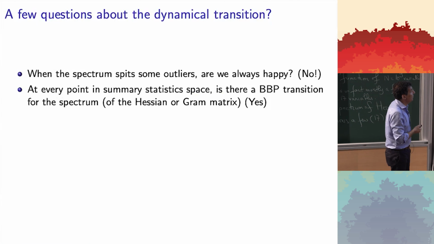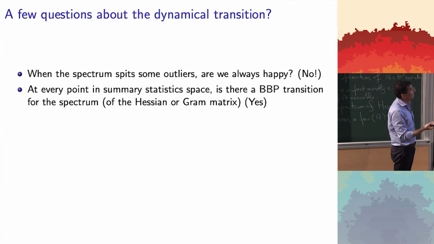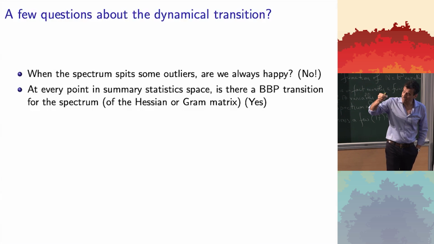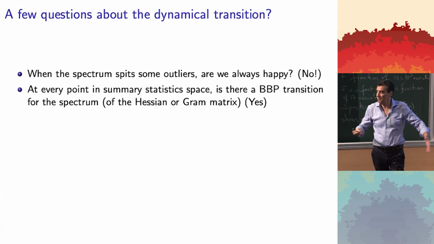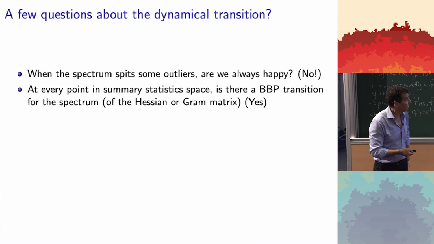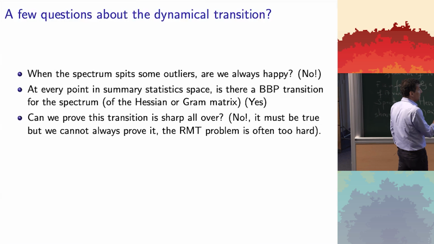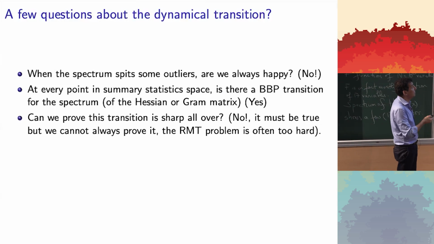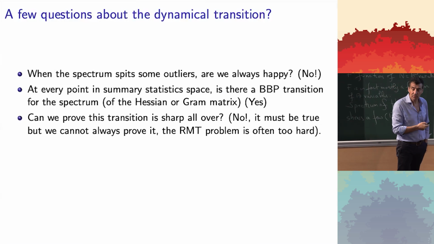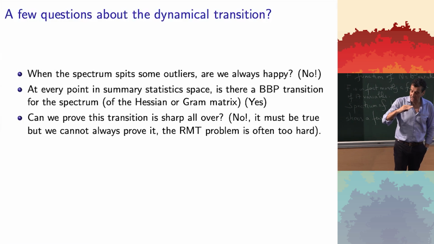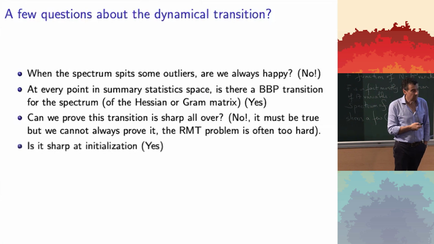So at every point in the summary statistic space, is there a BBP transition for the spectrum? Yes, you always have a sharp transition at every point. But we don't of course sample every point. We just explore through a path. Can we prove this transition is sharp all over? No. It must be true, but we cannot completely prove it. So you have a transition. In some places it's sharp, in some places we don't know. If you want to work on that, please do.